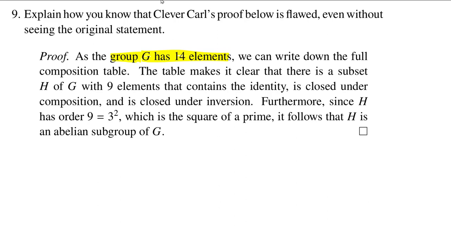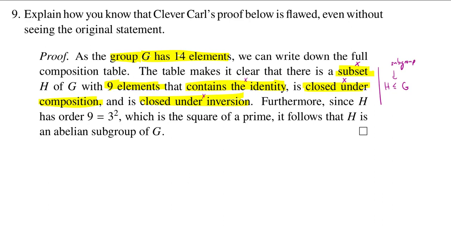Fine. The table makes it clear that there is a subset H of G with 9 elements. Okay, so there's a subset with 9 elements. It contains the identity, is closed under composition, and closed under inversion. Now, it's a subset, it contains the identity, it's closed under composition, it's closed under inversion, we put those all together, we conclude from this that H is a subgroup of G, right? So remember, this less than or equal sign means is a subgroup.